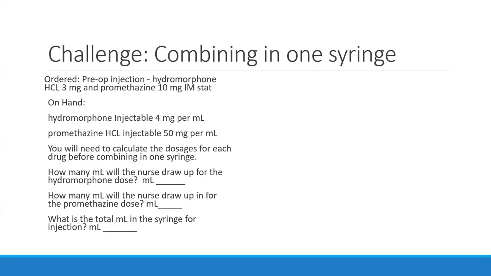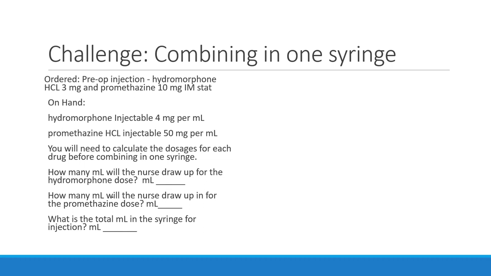Now our next question, combining in one syringe. Pre-op injection: hydromorphone HCl 3 milligrams and promethazine 10 milligrams IM stat. On hand, we've got hydromorphone injectable, 4 milligrams per mL, and promethazine HCl injectable, 50 milligrams per mL. You will need to calculate the dosage for each drug before combining in one syringe. How many mLs will the nurse draw up for the hydromorphone? How many mLs will the nurse draw up for the promethazine? What is the total mLs for the syringe?